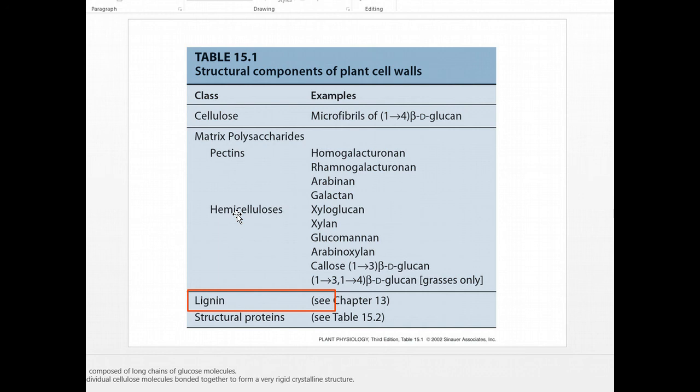Hemicelluloses are just another class of compounds that are not just cellulose, they have side chains. Lignin we're going to talk about a little bit, and then there are also some structural proteins, and I don't know if I added the new slides to this one or not.